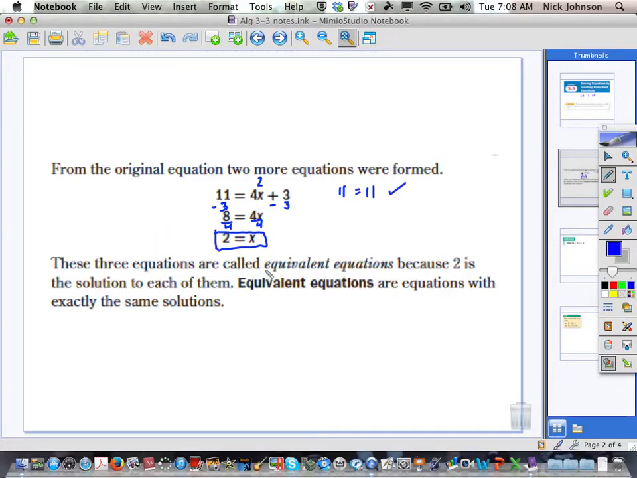These three equations are called equivalent equations because 2 is the solution to each of them. Equivalent equations are equations with exactly the same solutions. Okay? All these are equivalent because they have the solution, which is 2.